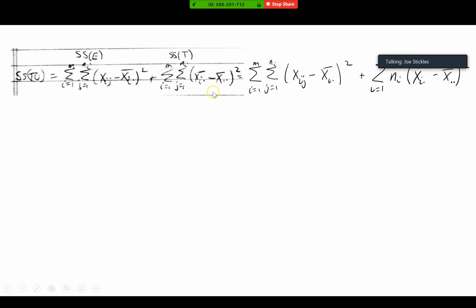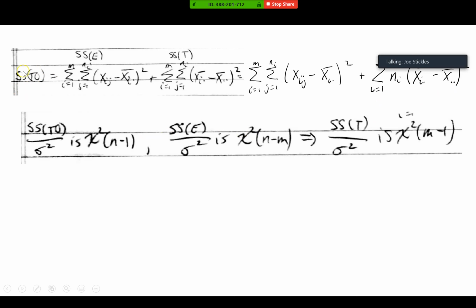And this second piece here simplifies to this single sum here. So this second piece here is the same as this second piece here, just when you add it up, n sub i times. Notice this has no j's in it, right? There's no j's here. So this piece just becomes n sub i times what's on the inside. All right, so this part is your SSE. This part is your SST.